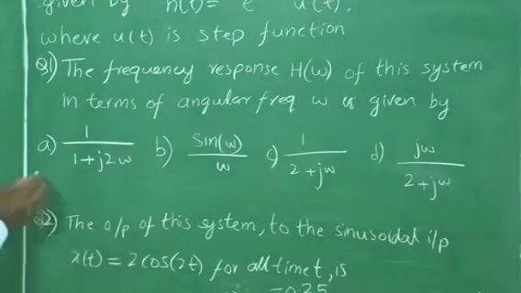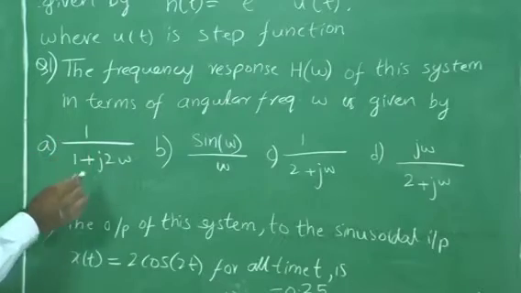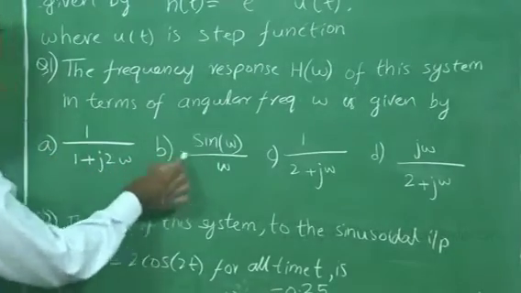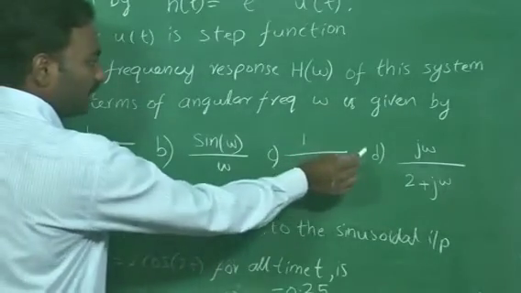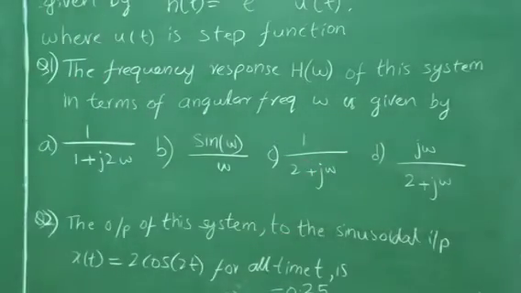is given by option A, 1 by 1 plus j2 omega; option B, sin omega by omega; option C, 1 by 2 plus j omega; and option D, j omega divided by 2 plus j omega.